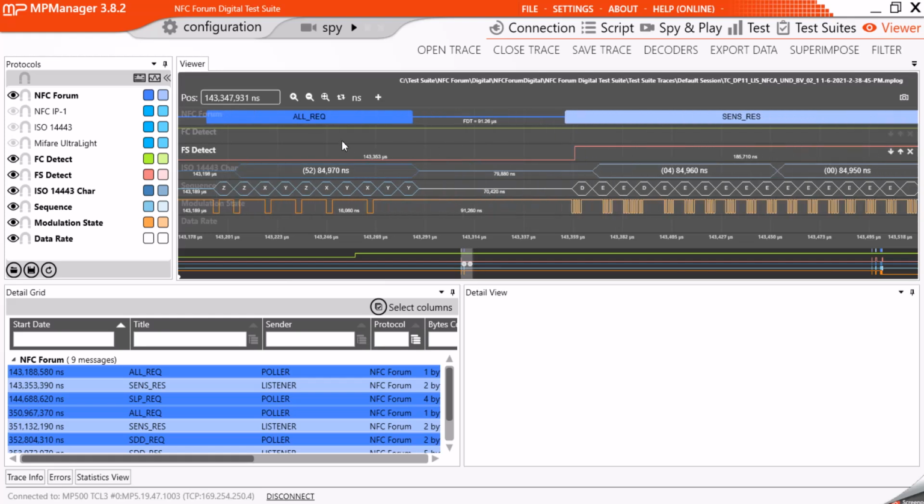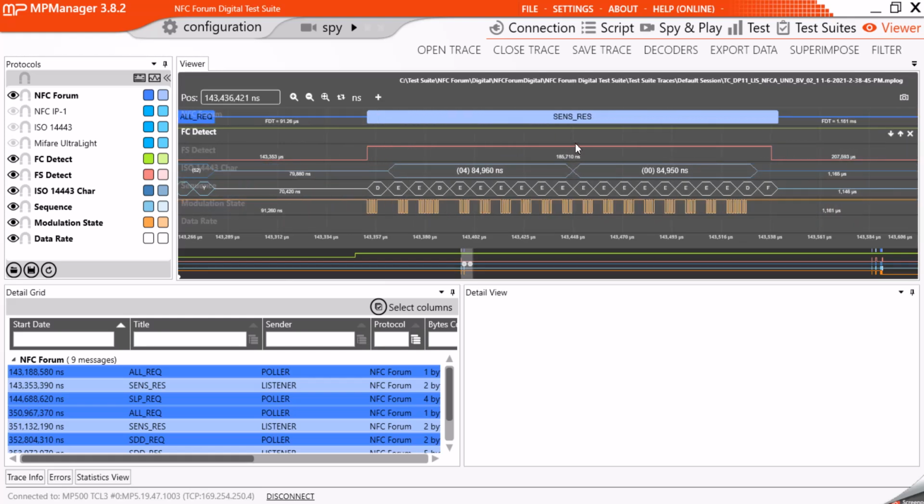The same is available for the answer from the IoT, again acting as a listening device in this case, with the subcarrier modulation this time, with the corresponding sequences, the corresponding hexadecimal value, and the decoded answer, the SENS_RES, from the NFC Forum decoding point of view.